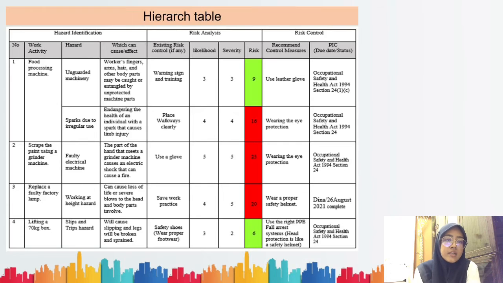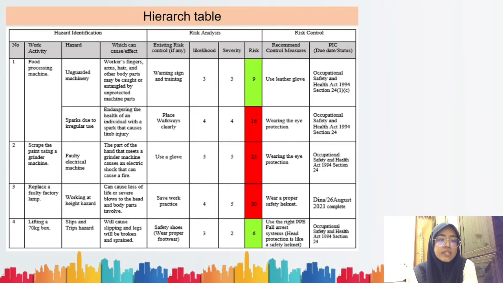The next one is spark due to irregular use. The effect is endangering the health of an individual with a spark. So the existing risk control is a placed walkway, clearly, because the risk is very highest, which is 16. So the recommended control measure is wearing eye protection, under Occupational Safety and Health Act 1994, Section 24.